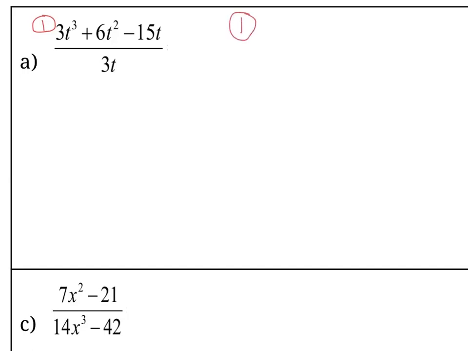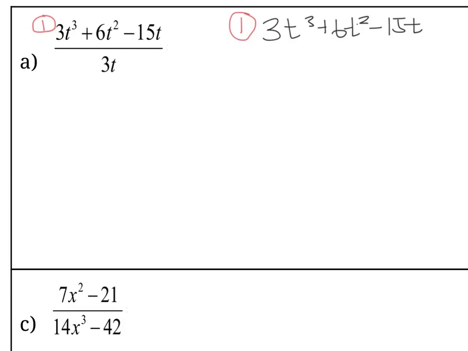So I'm just going to label 1, and I'm going to write out, we've got 3t to the power of 3 plus 6t squared minus 15t. So I'm going to factor this one separately. This is sort of going to be my side work, and I'm going to put it back into the equation. So taking a look at this, I'm going to factor this thing.